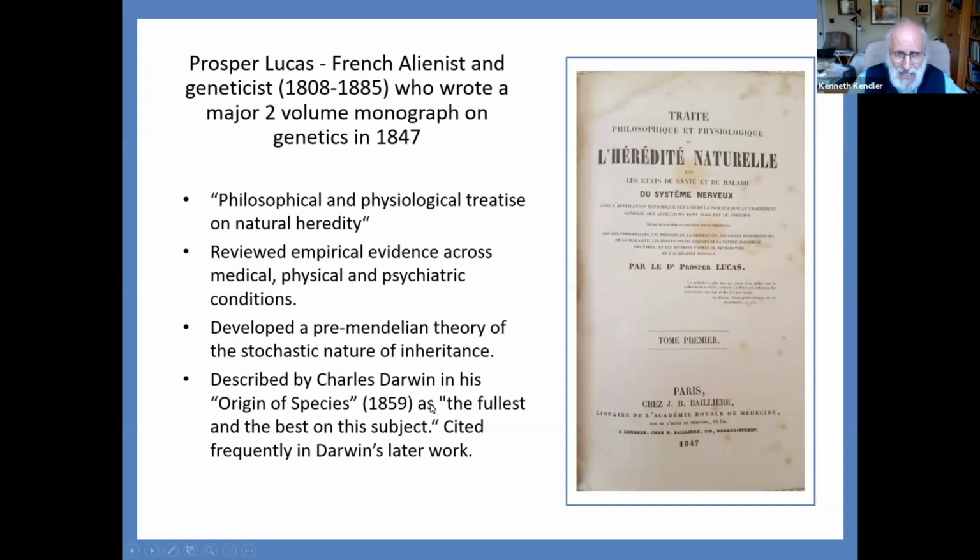Now, let me turn to reviewing a highlight of a series of important authors that we might wish to describe, and I want to begin with Prosper Lucas. Prosper Lucas was a French alienist and geneticist. He lived from 1808 to 1885. He wrote a major 2-volume monograph on genetics in 1847, as you can see.